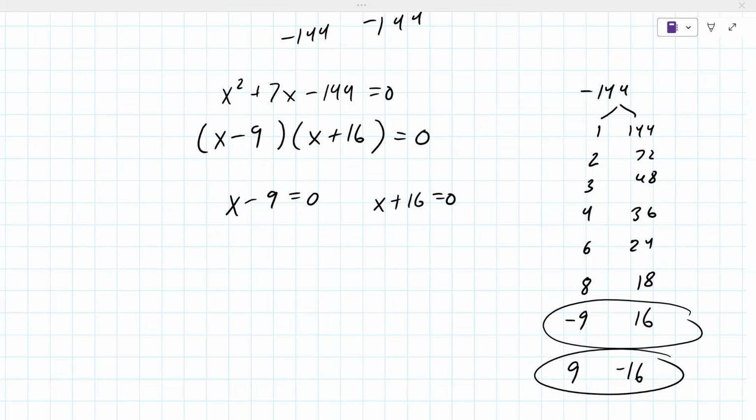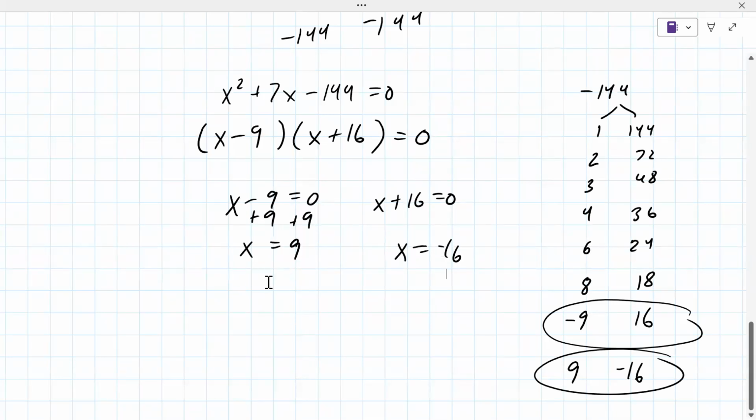That would be x equals 0. No, you have to add 9 to both sides. Oh, that would be 9. Okay. And then how about the other one? You have to subtract 16 from both sides. So that'd be negative 16. So x equals negative 16. So those are two x values.